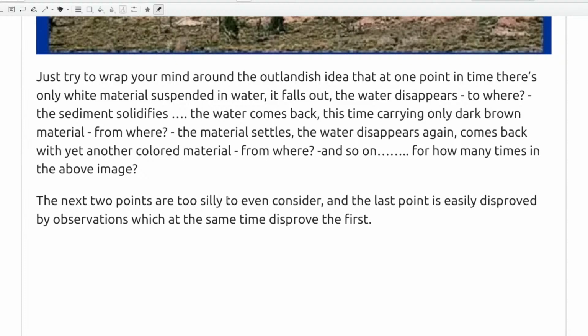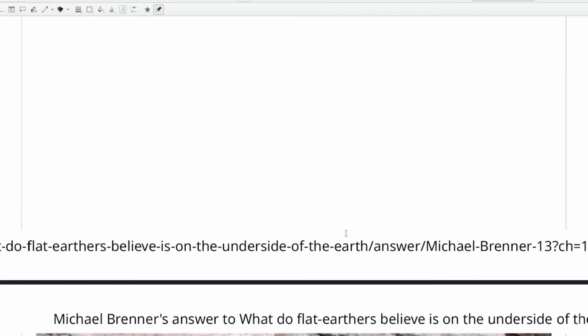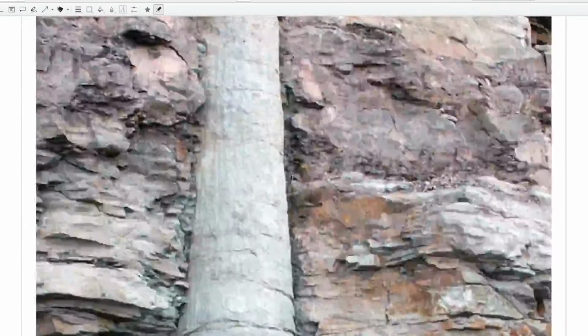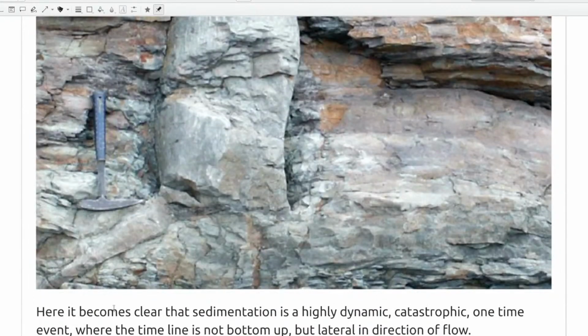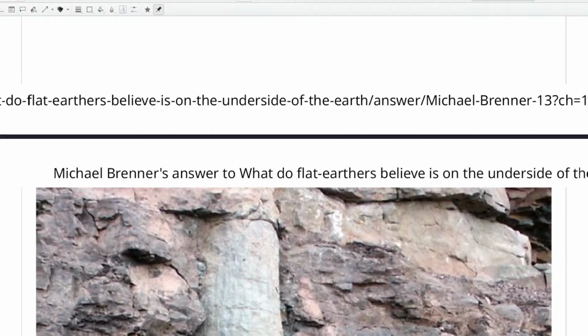The next 2 points are too silly to even consider, and the last point is easily disproved by observations which at the same time disprove the first. Here it becomes clear that sedimentation is a highly dynamic, catastrophic, one-time event where the timeline is not bottom up, but lateral in the direction of flow.